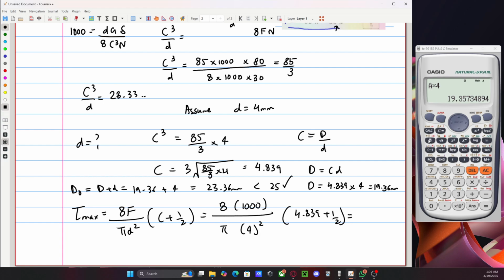In this case, obviously this is my A, if you want to double check. So we have 8 times 1,000 over pi times 4 squared times 4.839 plus a half, and this gives us 849.728, so 849.73 megapascals, MPa.